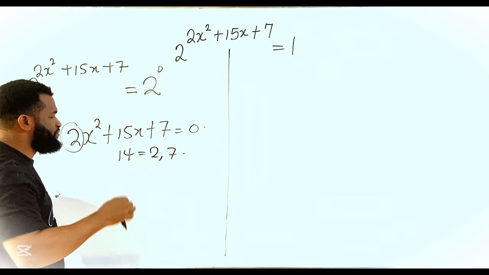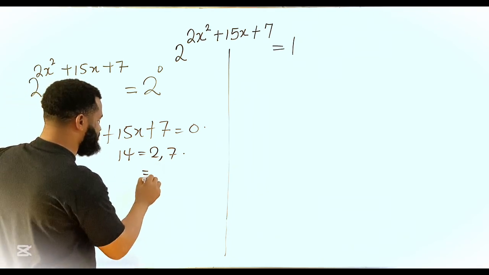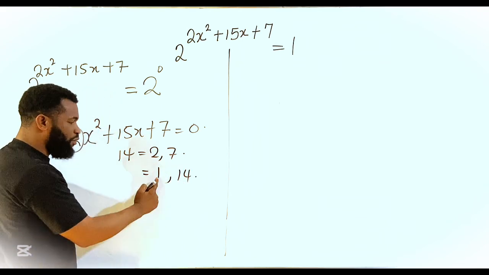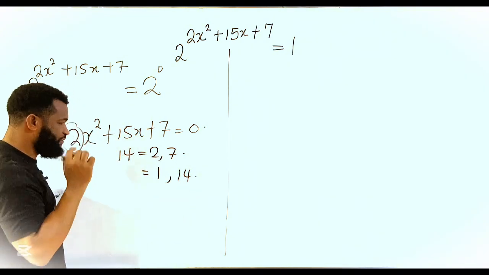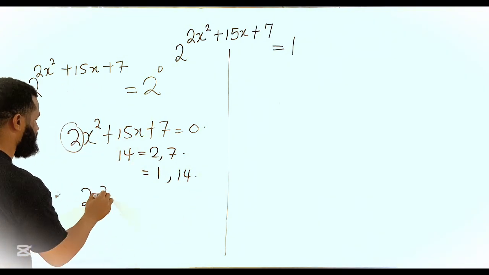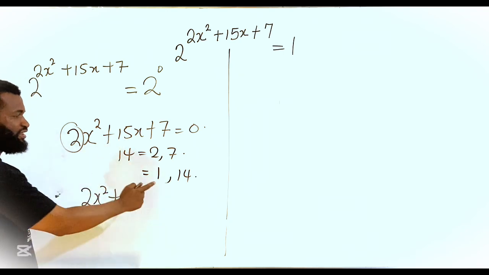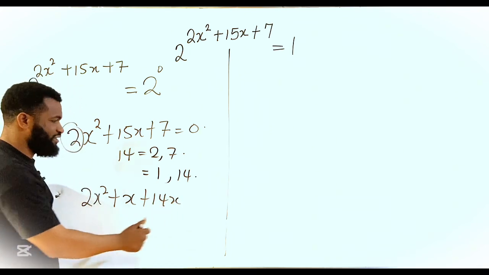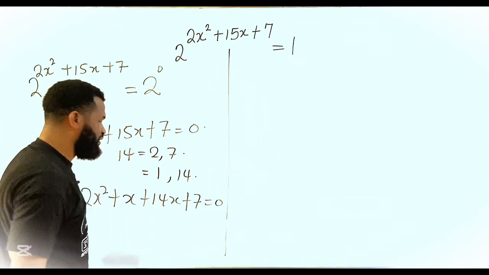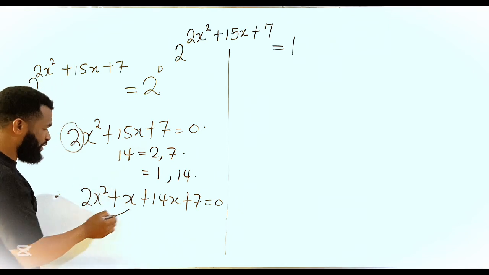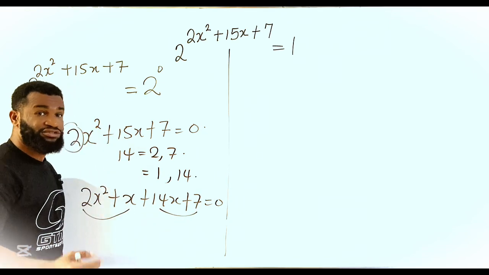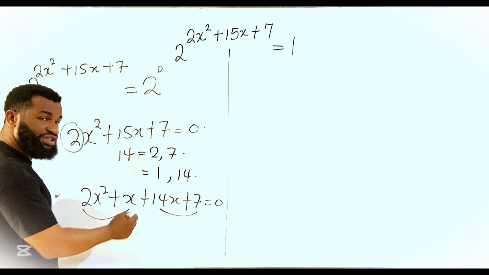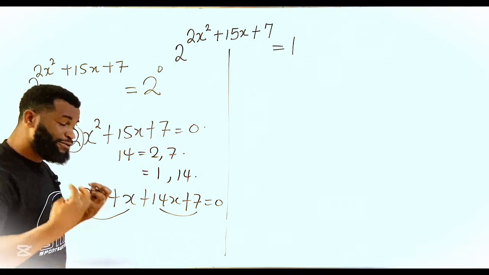All right, I'm going to have 14 and 1. So this is going to be 1 and 14. 1 times 14 is going to give me 14, but 1 plus 14 is going to give me 15. Therefore, I'm going to have 2x squared plus, instead of writing this 15, they are 1 and 14, so x plus 14x. Then plus 7, and this is equal to 0. Now that I put it in this form, I'm going to factorize these two. There is something most math teachers do which I don't like. They will put the bracket this way when you have minus between them, that is when you understand the reason I hate it so much.